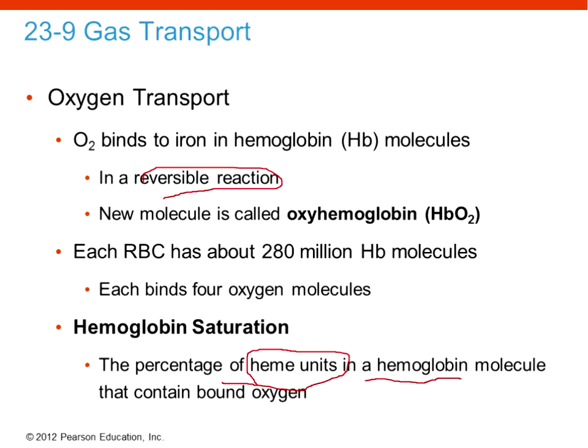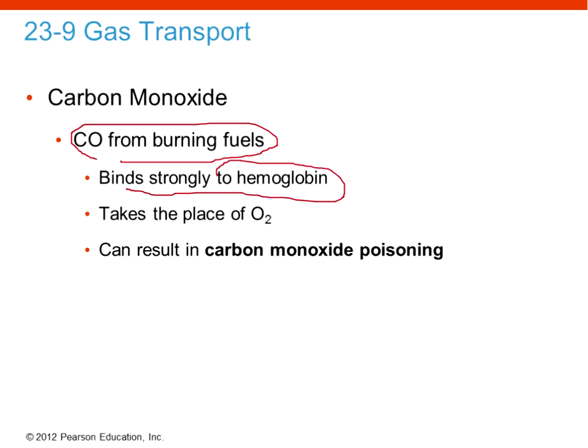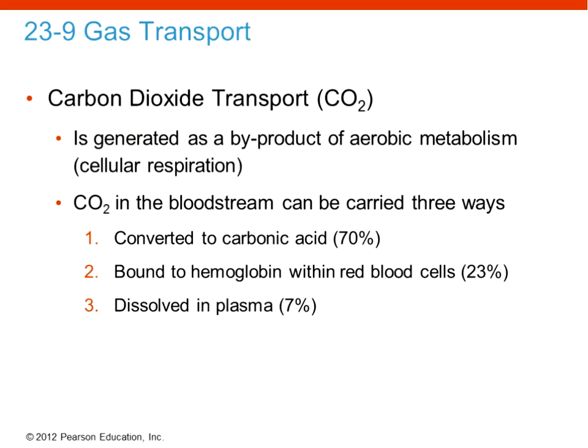And so that hemoglobin saturation shows that your red blood cells are working properly in terms of carrying a lot of that oxygen. And so carbon monoxide, right, which is the CO from burning fuels, binds very strongly to hemoglobin and takes up all those spaces where the oxygen is supposed to be, and that's why being in an enclosed space with lots of carbon monoxide or a lot of CO can lead to carbon monoxide poisoning, right, because it takes all of the space for where the oxygen is supposed to go.